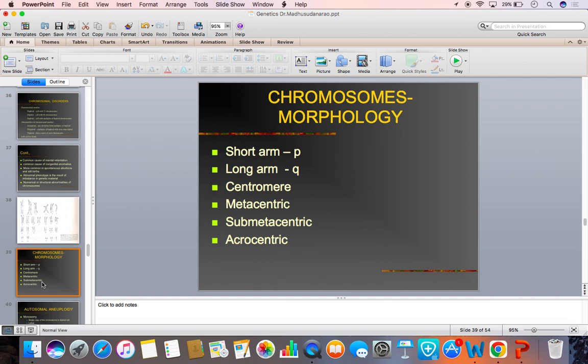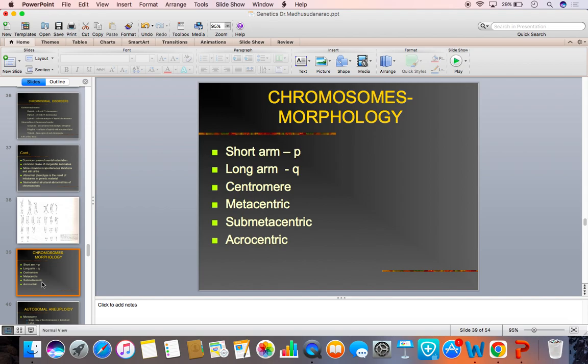Coming to the chromosomes and their morphology. A chromosome has a short arm and a long arm. The short arm is represented by P, the long arm is represented by the letter Q. The centromere is the point that connects the long and the short arms.